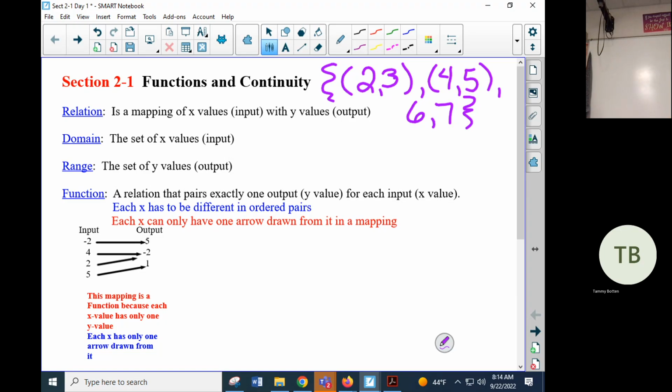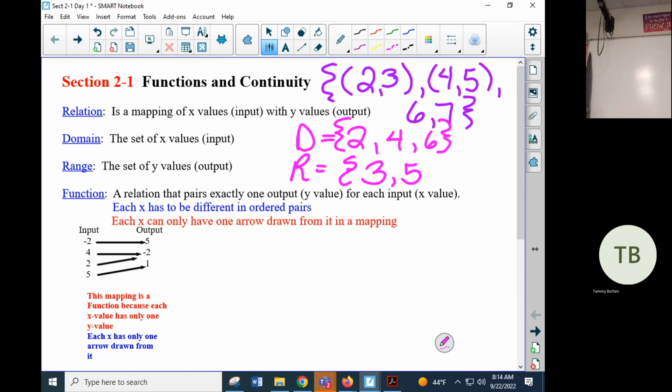One of the things they'll ask you today is to list what is the domain and what is the range. The domain is going to be your X values. So your domain would be 2, 4, and 6. And usually you'll notice they put it in brackets. That's not a huge deal, but typically they do. Then they'll ask you for the range, and the range is your Y values. So that would be 3, 5, and 7.